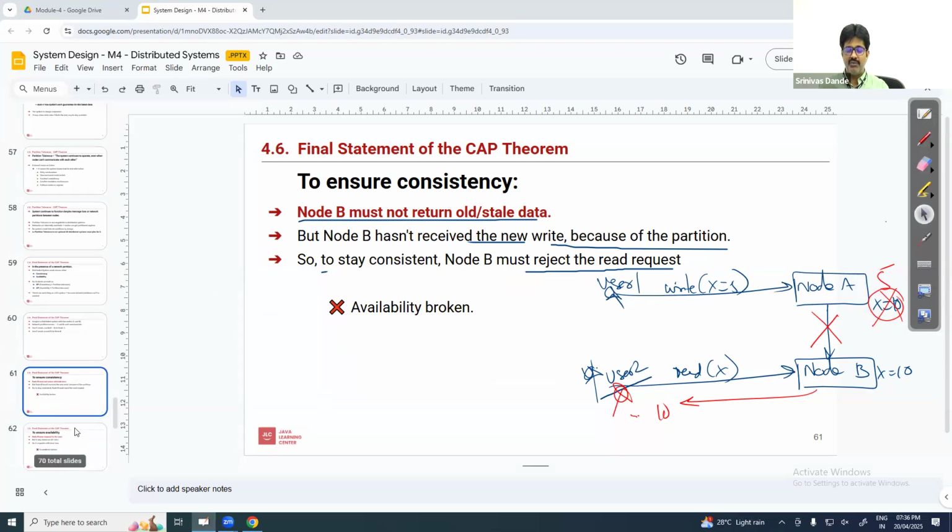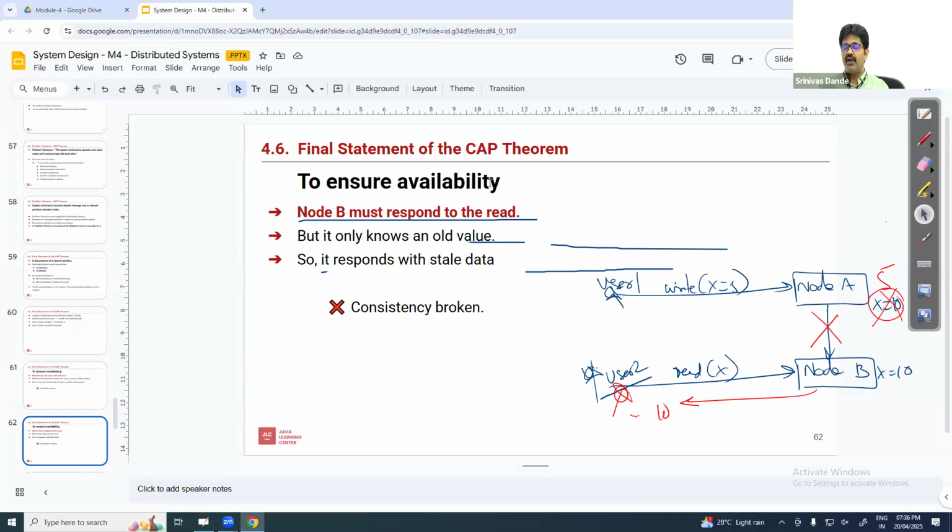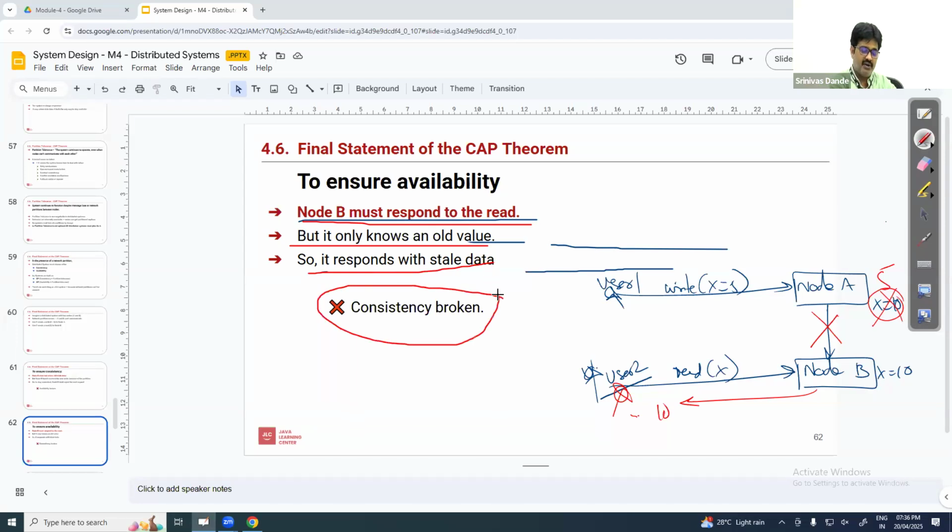If you want to make the system available, to ensure availability, what is required, guys? Node B must respond to the read. When user 2 is asking, I want X value, node B has to respond immediately and provide the X value. If node B is responding immediately and providing X value, then only you can say that the system is highly available. Am I right? If node B is providing a value, but this is an old value as of our knowledge, it means the system is responding with stale data. Responding stale data means consistency is broken.